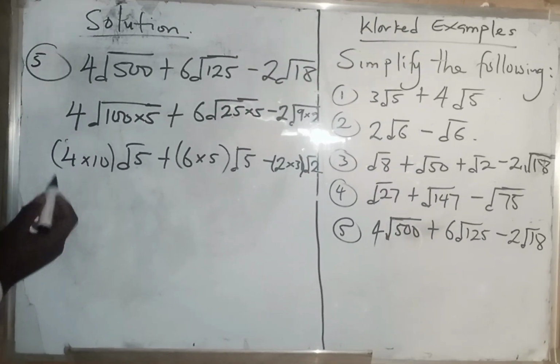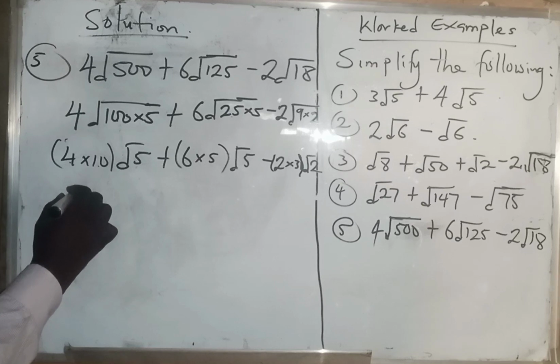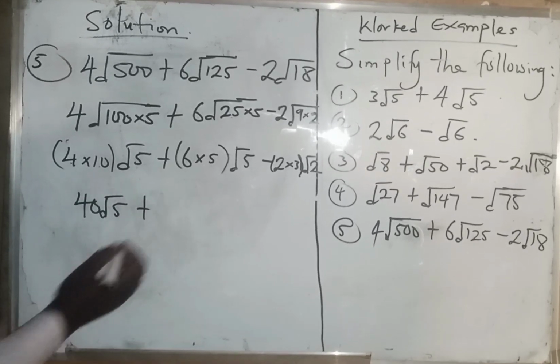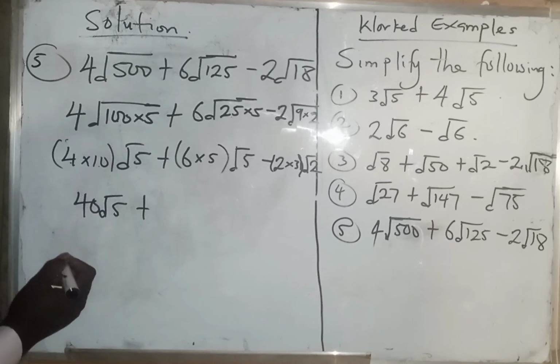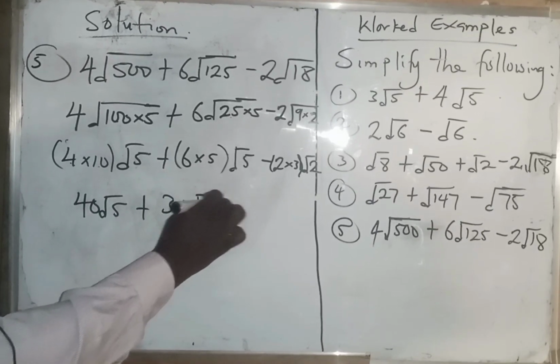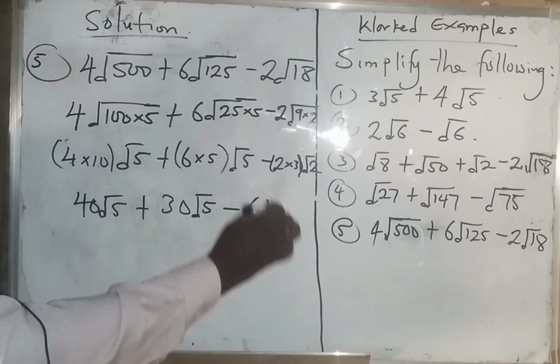From here we can simplify. 4 by 10 is 40. We have 40 root 5 plus 6 times 5, which is 30. So 30 root 5 minus 2 times 3, which is 6 root 2.